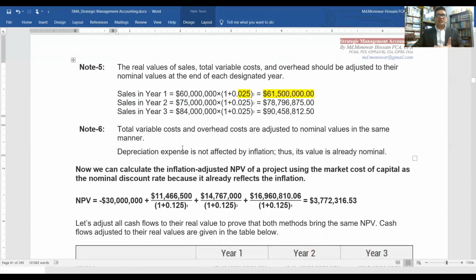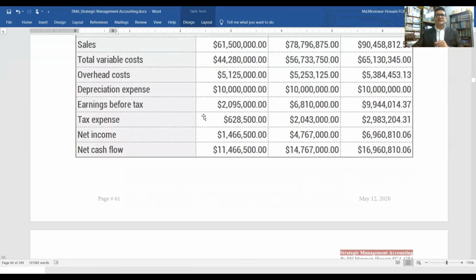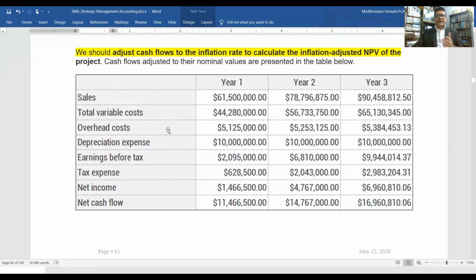So total variable cost and overhead cost are adjusted to nominal value in the same manner, just like 1 plus 0.025 to the power 1, to the power 2, to the power 3. So the figure comes here. So 44.8, and overhead is that, but depreciation is not adjusted. It is the 10 million.